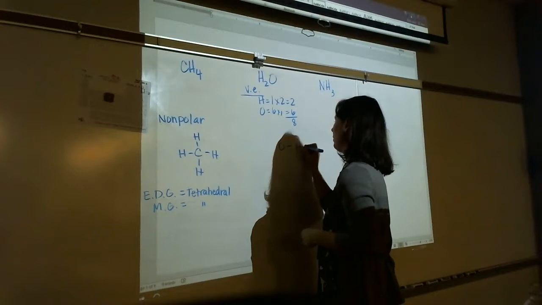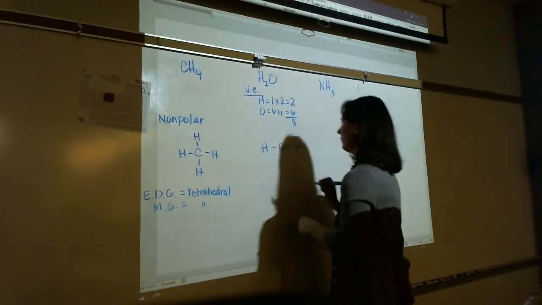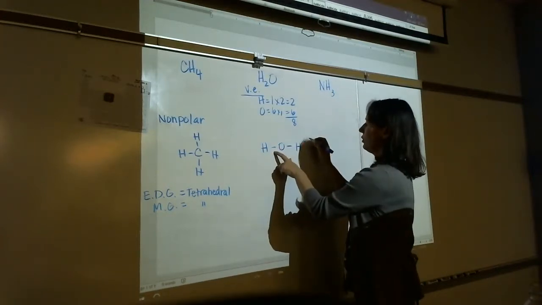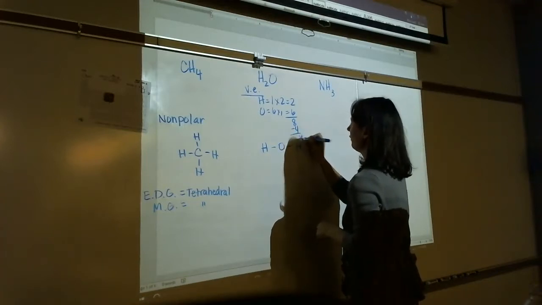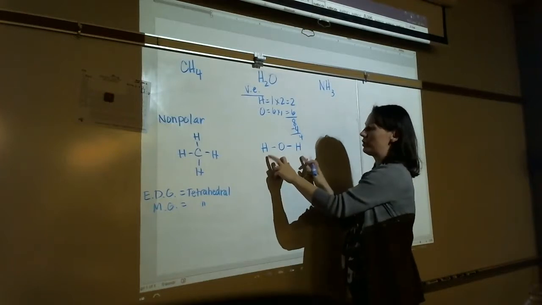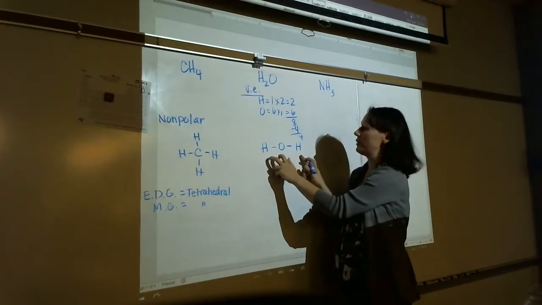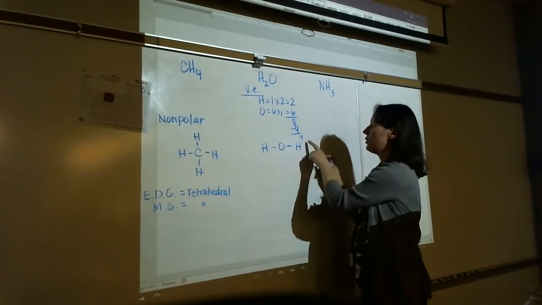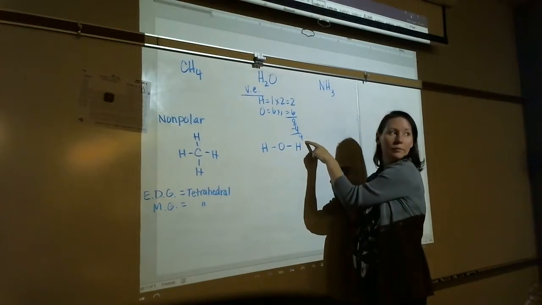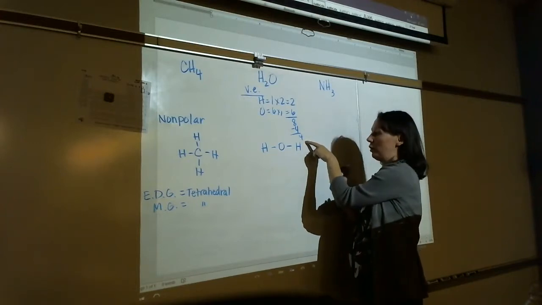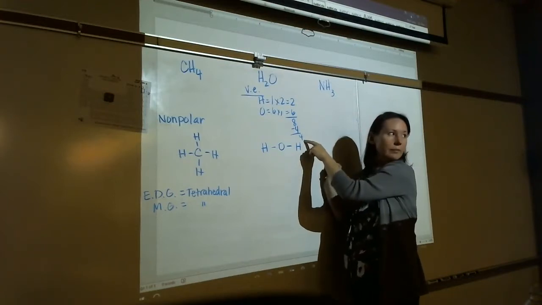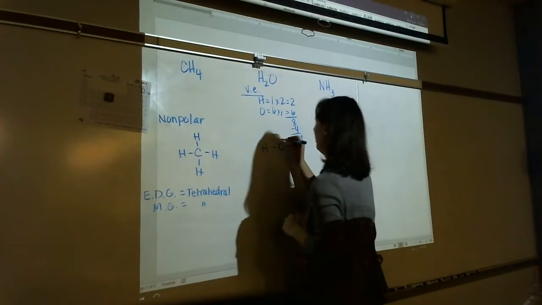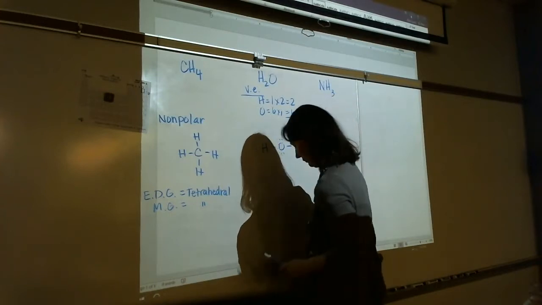Let's connect with single bonds. So 2, 4. So I've got 4 left over. Do I need to give these hydrogens an octet? No, because hydrogen's an exception to the octet rule. So where do these 4 go? I've got 4 left over. I can't put them on hydrogen, that's not possible. So where do I put them? On the central atom, right? So 1, 2, 3, 4.